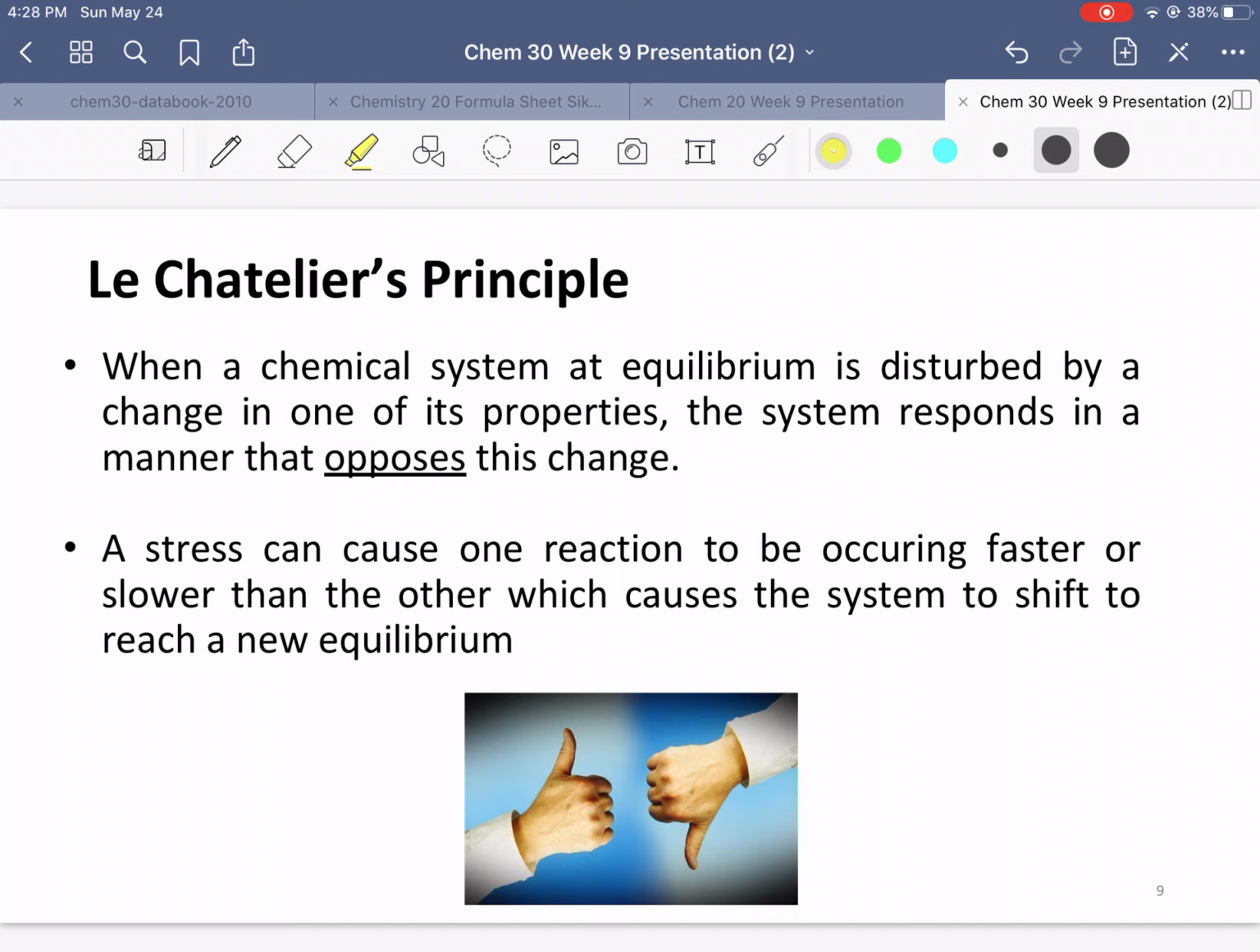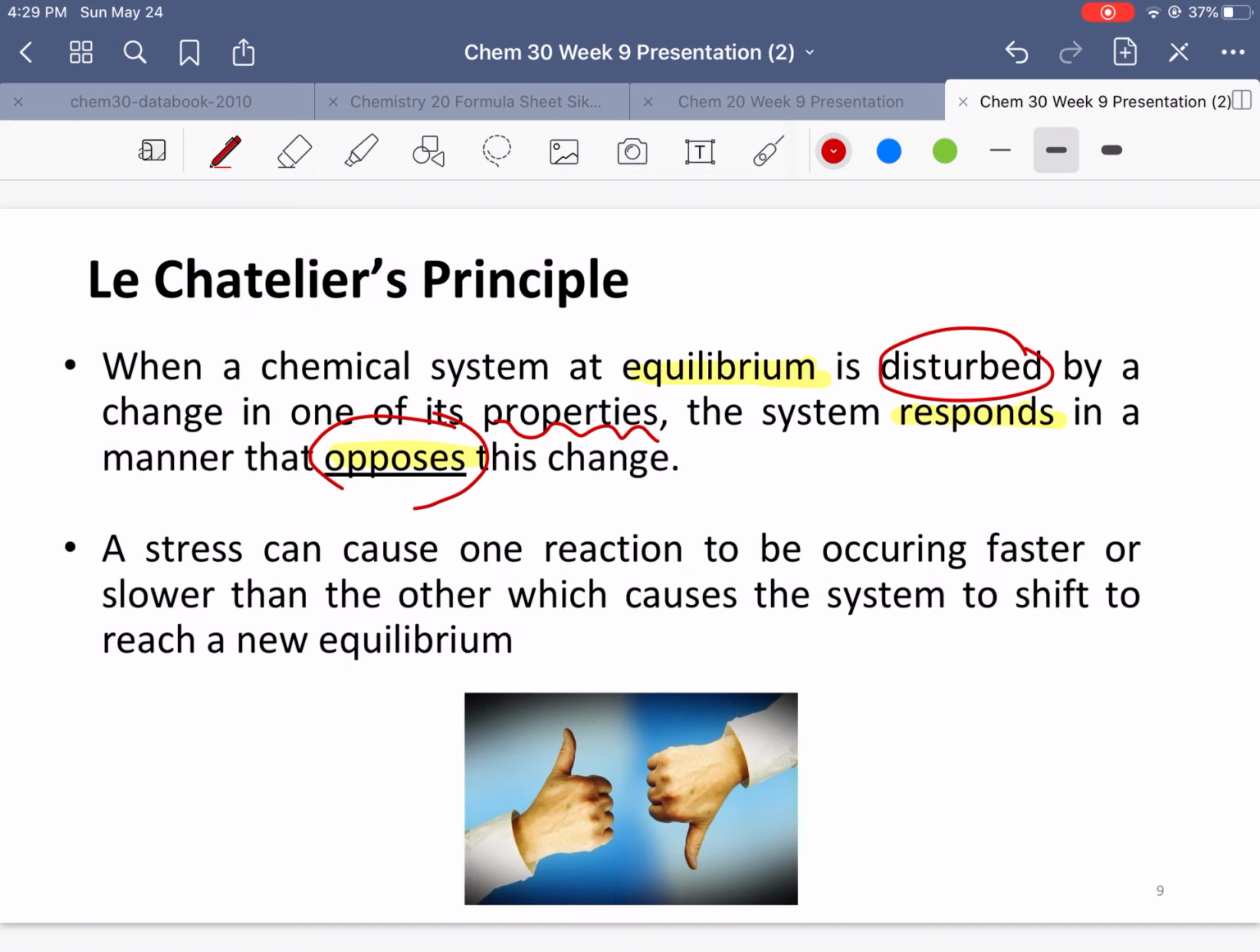Ultimately, what Le Chatelier came up with is he said if you have a system that's already at equilibrium, but you disturb it, and by disturbing it, that means you change one of its properties. In other words, you add a stress, and stresses can be changes in concentration, they could be temperature changes, they could even be doing something like compressing the system, okay? Then anytime you mess with one of those properties, the system in turn is going to respond. And how does it respond? There's the important word. It will always try to oppose this change.